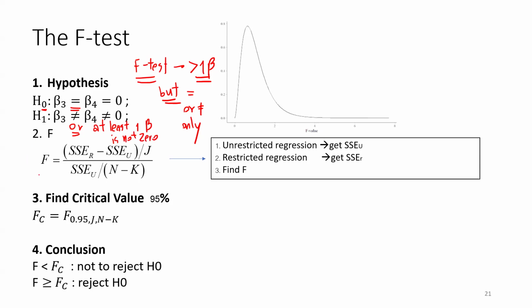Then second step, use the F test. Okay, so you have to have two regressions, get the SSE of the two regressions and find F. Third step, find the critical value. Draw H0 and H1. Then make a conclusion: not reject or reject H0.